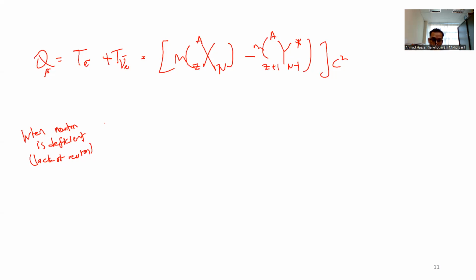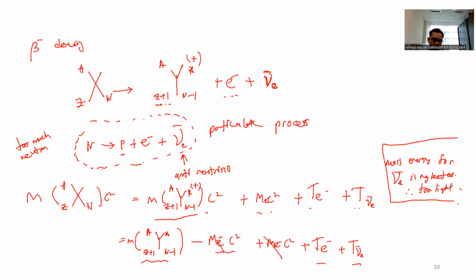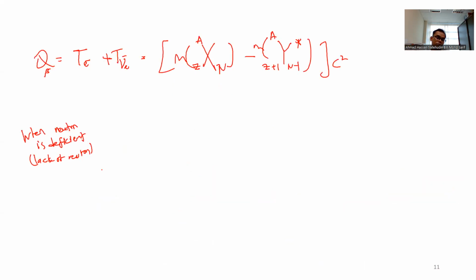So how to reduce the proton and increase the neutron? What nature does is opposite to the beta minus decay. Neutron was turning into proton. This time, proton is turning into neutron. So that is the beta plus decay.